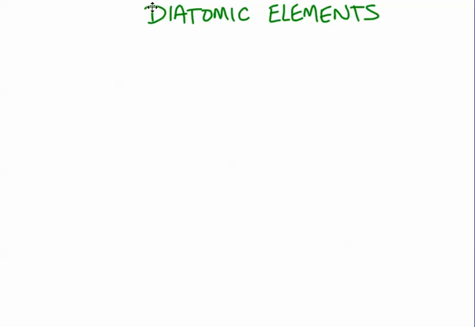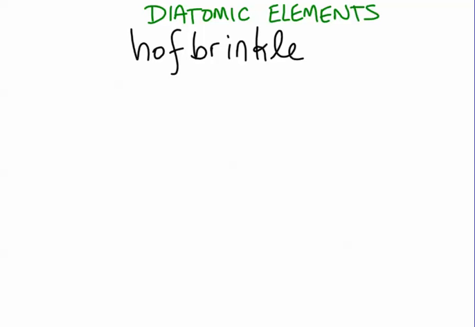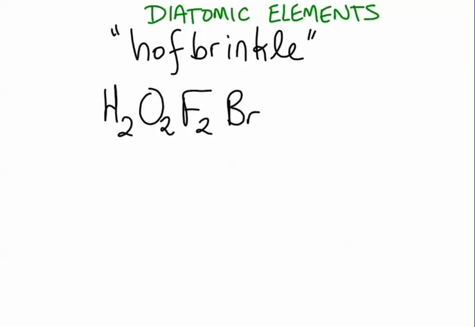So it's a cute little mnemonic, or a cute little word, to remember which elements are diatomic. And the word is Hofbrinkle. That's how it sounds. And from that, that will tell us what elements are diatomic: H2, O2, F2, Br2, I2, N2, and here's the Cl, Cl2.